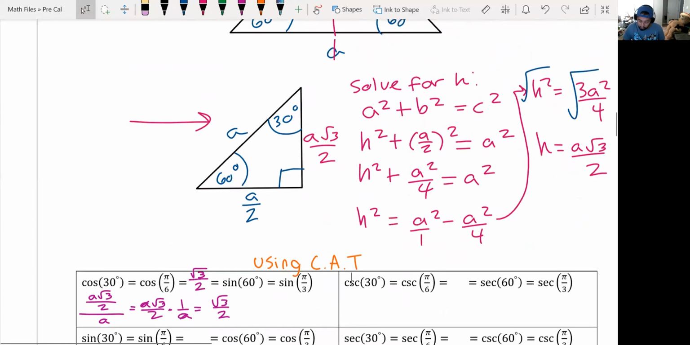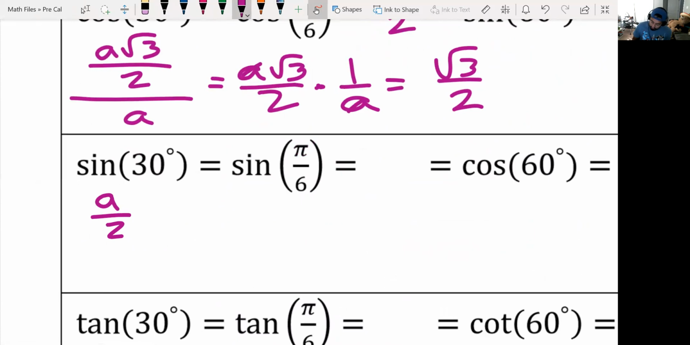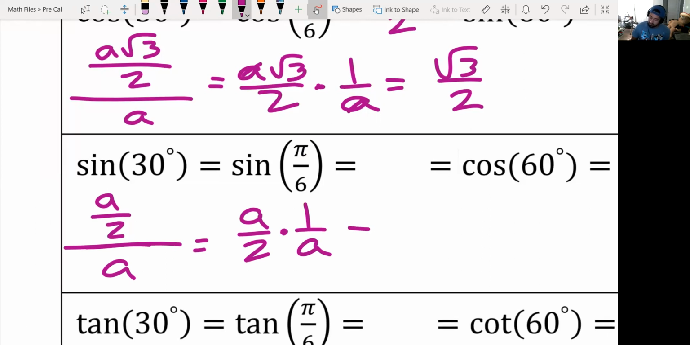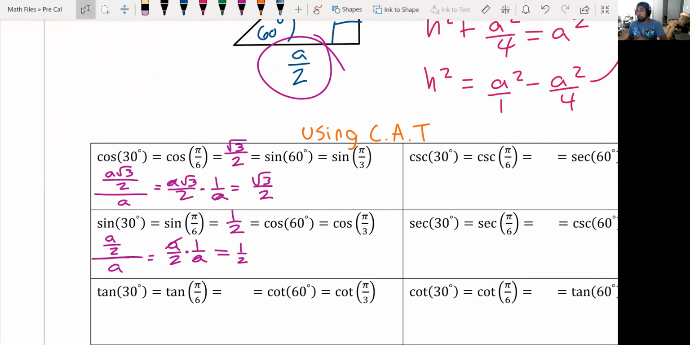Sine of 30 degrees. So we're still referencing this angle, and sine of 30 puts opposite over hypotenuse. A over 2 over a, which is what we'll write here. A over 2 over a, multiply by the reciprocal, which is 1 over a. Your a's cancel, and you get 1/2, which goes right there. There we go. Which also means by complementary angle theorem or the triangle above, cosine of 60, sine's cofunction and complementary angle with that cofunction is also 1/2.